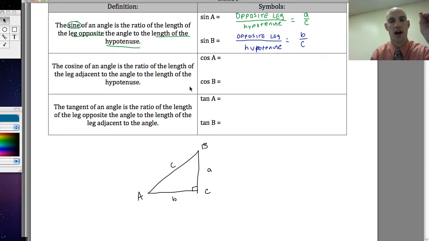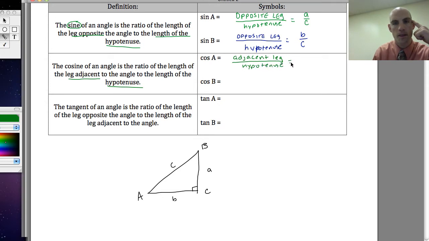And with cosine, we have the adjacent. So if you recall what adjacent means, next to. So this is the leg adjacent to the length of the hypotenuse. So this is going to be adjacent leg over hypotenuse. If we look at what this means for A, the adjacent leg is going to be the one next to A. Well, C is the hypotenuse, so that can't be the adjacent leg. So it's going to be B over C.